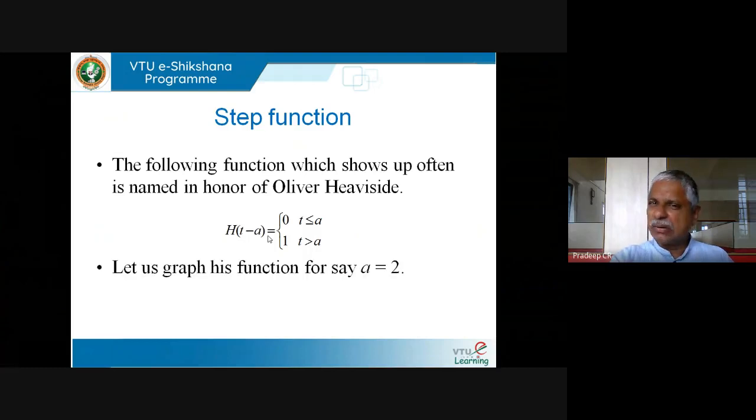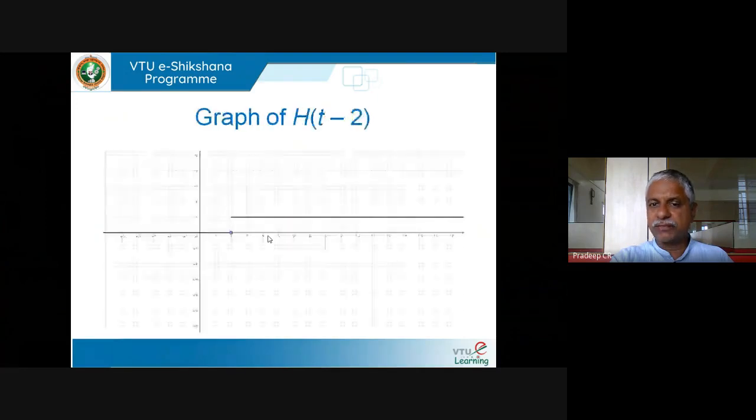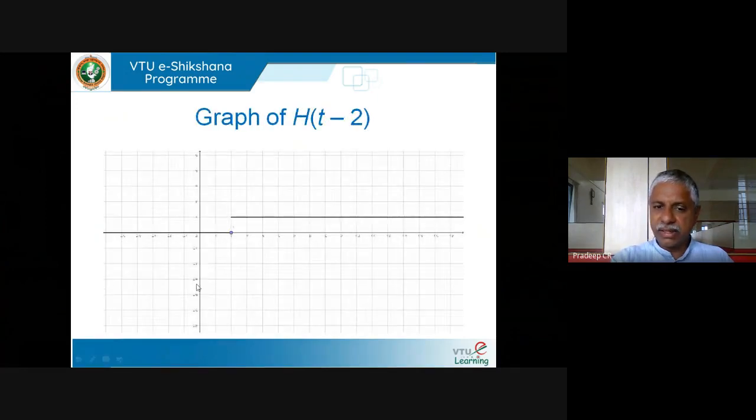Let's try to understand this graph a bit more by actually plotting it for, say, a equal to 2. So I'm going to plot h of t minus 2. That looks like this. Remember, h of t minus a is 0 if t is less than or equal to a. So a is 2 here. If t is less than or equal to 2, the value of h is 0. If it is greater than 2, it becomes 1.